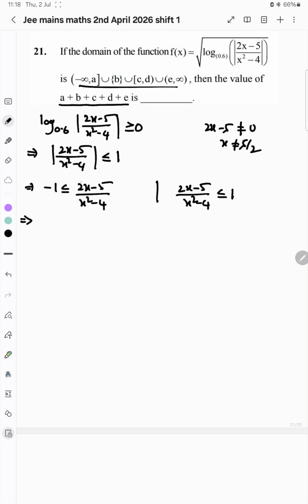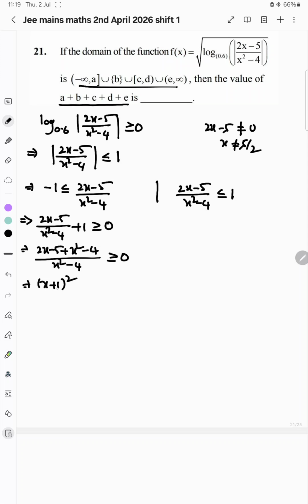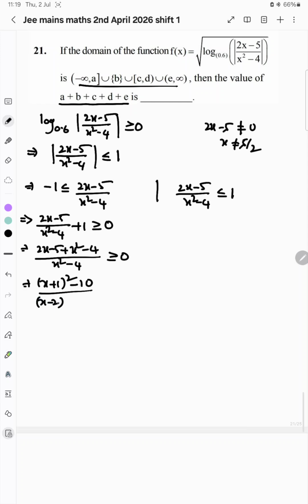This minus 1, if you bring it to that side, it will be more than 0, right? So (2x minus 5) by (x square minus 4) plus 1 is greater than or equal to 0. Taking LCM now, (2x minus 5 plus x square minus 4) by (x square minus 4) is greater than or equal to 0, right? Now x square plus 2x is there. If you want to write a perfect square, we need plus 1 now. So we write (x plus 1) whole square, that means x square plus 2x plus 1. To balance, we have to do minus 1 also. Already minus 5 minus 4, minus 10, one more minus 1, so (x plus 1) whole square minus 10 by the denominator (x minus 2) into (x plus 2), which is greater than or equal to 0.